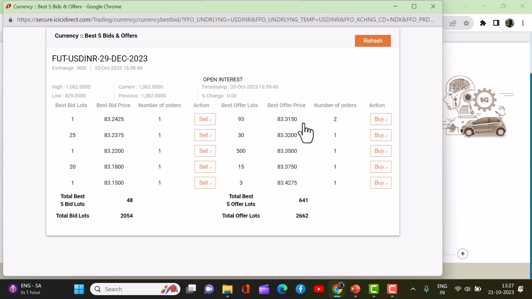If I place a limit order, then it will be executed only at the price which is matching here. If I say I am going to buy at 83.31, only my order worth 93 will get matched. The rest of the order will remain unexecuted. Then it will wait till 5 o'clock in the evening when the market closes, and only when somebody takes the price does it get matched. Is that okay? Have you got it?